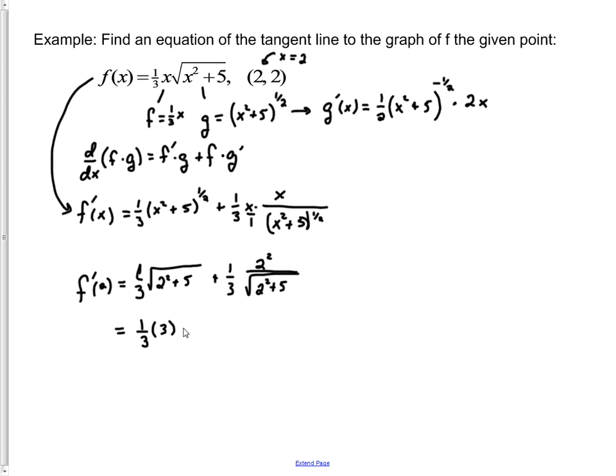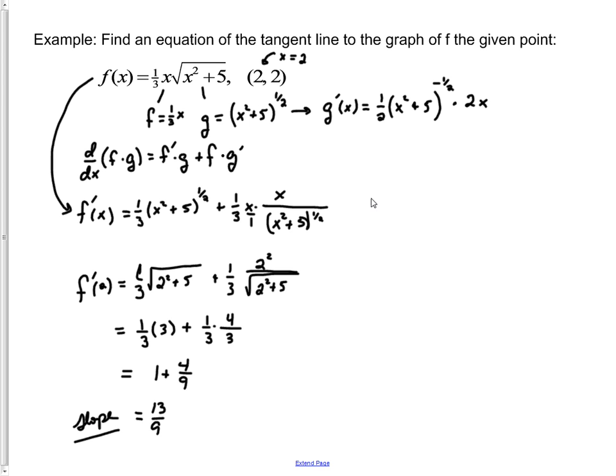That's 3. Plus 1/3 times, in this case 2 squared, that's 4, divided by the square root of 2 squared plus 5, that is 3. So we have 3/3 plus 4/9. So 1 plus 4/9, if we add those together, that becomes a slope of 13/9. And this is our slope of our line. It is the slope of the line tangent to the curve at 2, 2.